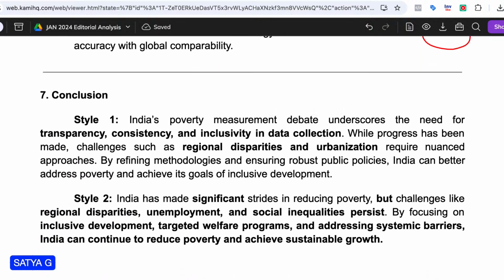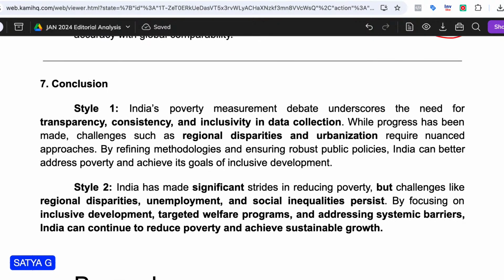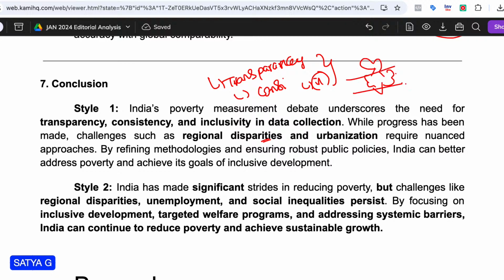Friends, we have two types of conclusion for this topic. India's poverty measurement debate underscores the need for transparency, because different measurements are there, different schemes are there. There is no transparency, and methodologies and statistics have no consistency and no inclusive data. So that is the debate. And while progress has been made, challenges such as regional disparities remain. If you see North India or South India, there are different dimensions, regional disparities, and urbanization, which require nuanced approaches. Here we first mentioned some challenges, and now we are moving to providing solutions like refining methodologies and ensuring robust policies. India can better address poverty and achieve the goals of inclusive development. So like this we are concluding. That is one style.